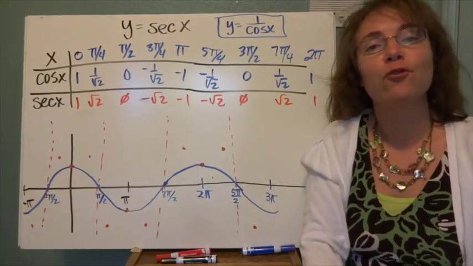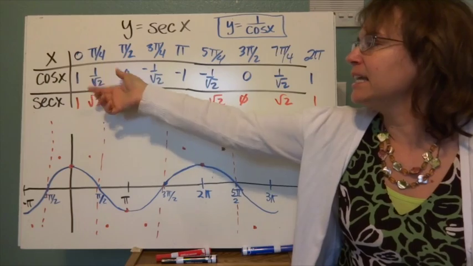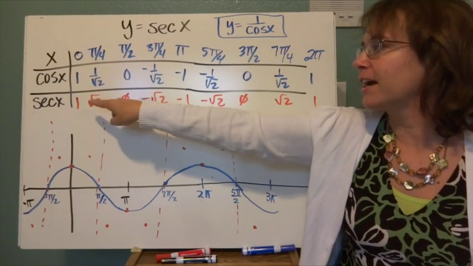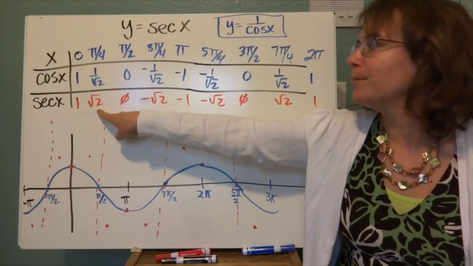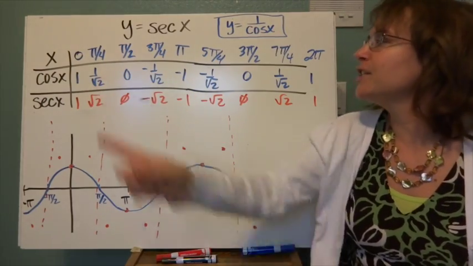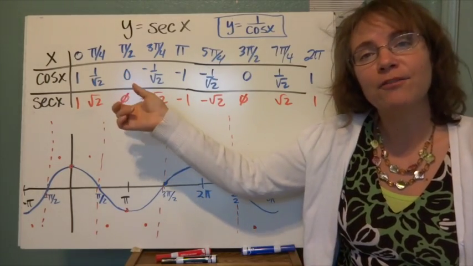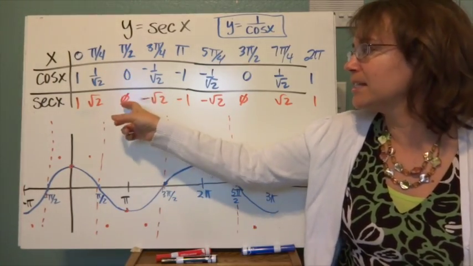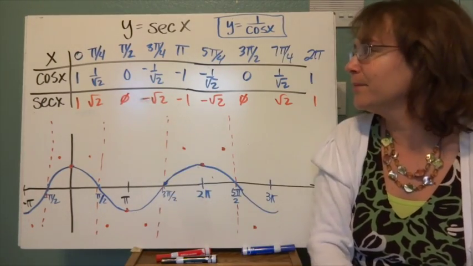However, when you get to pi over 4, cosine of x is 1 over the square root of 2. Secant is, flip the fraction, rad 2. So I've gone from a small amount to a larger amount. Something really interesting happens at pi over 2. Cosine of x is 0. However, when you flip that reciprocal, you get 0 in the denominator, and secant of x is undefined.